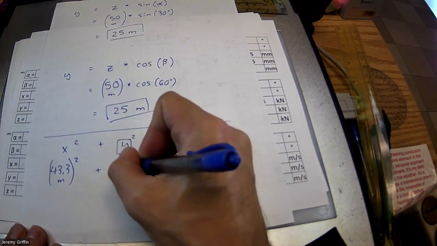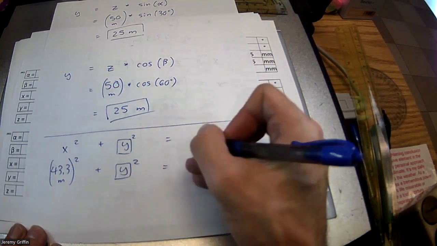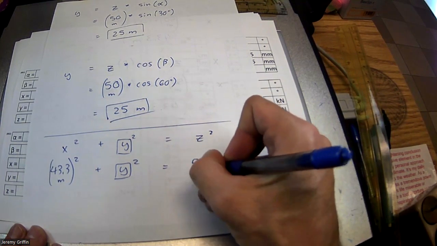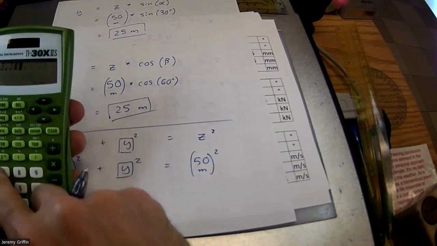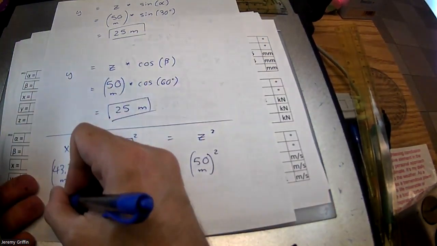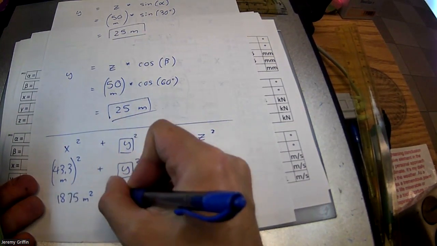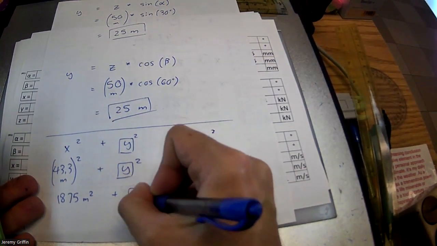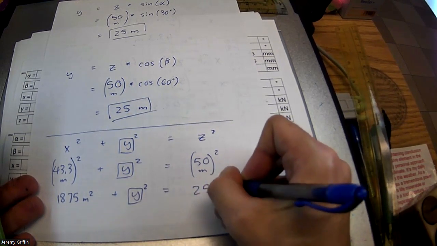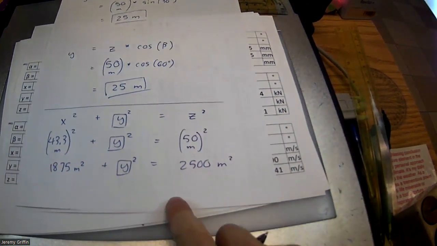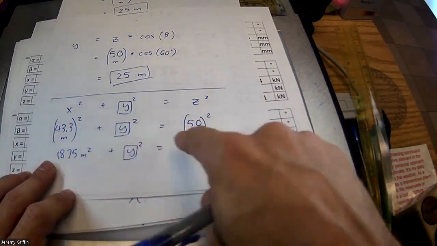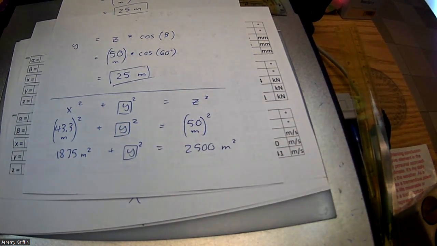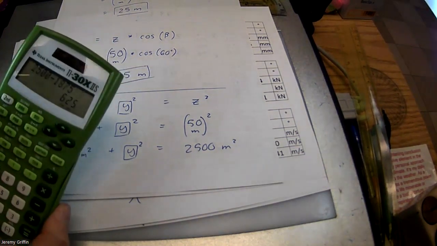Okay. At this point, well, I know x was like 43.3 meters. Square that. I'm solving for y, squared, and then z was like 50 meters. Square that. Okay. So 43.3 squared is like 1875, plus y squared is 2500. Okay, 2 steps left. I'm going to subtract this over. So it's 2500 minus 1875. That's 625.